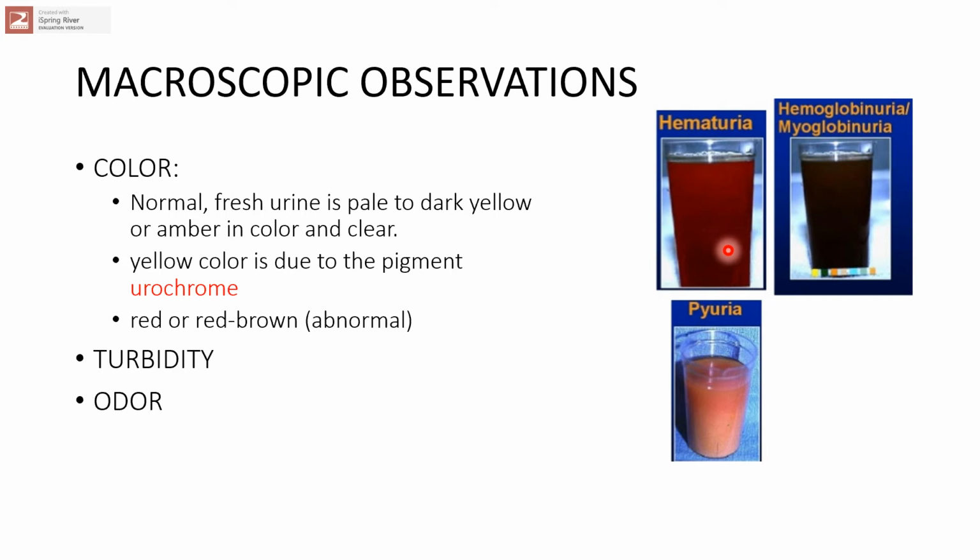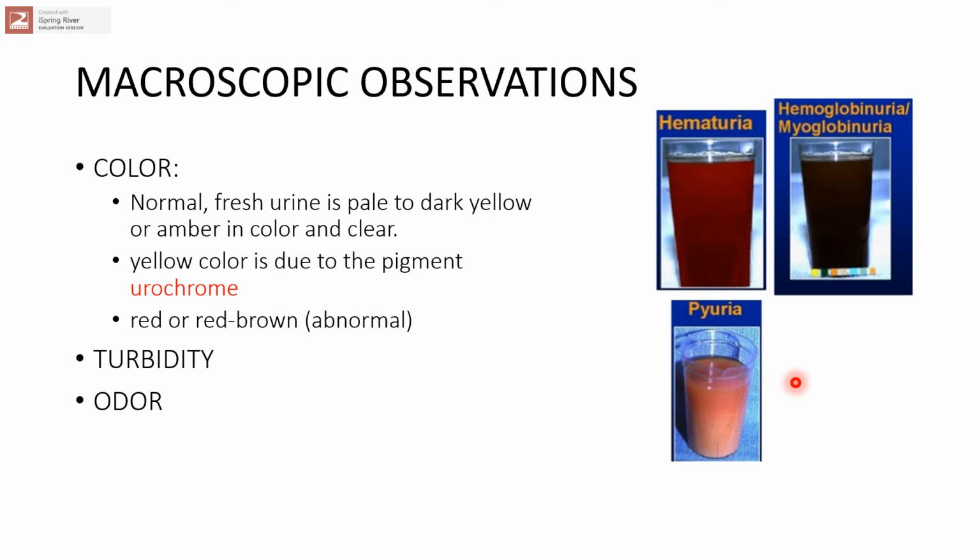Dark urine indicates, well, all these three that you see over here are really abnormal. This is hematuria, meaning the presence of blood in the urine. This is hemoglobinuria or myoglobinuria, meaning the presence of hemoglobin or myoglobin in the urine. And pyuria indicates the presence of pus in the urine.